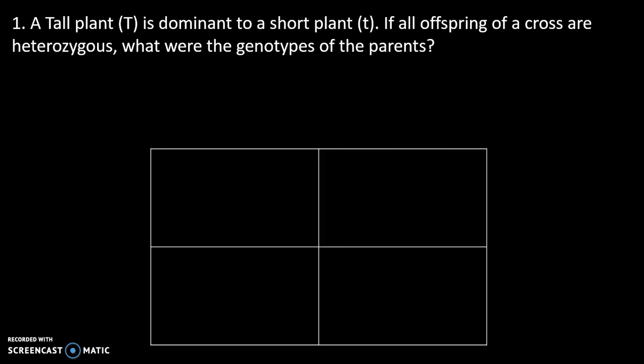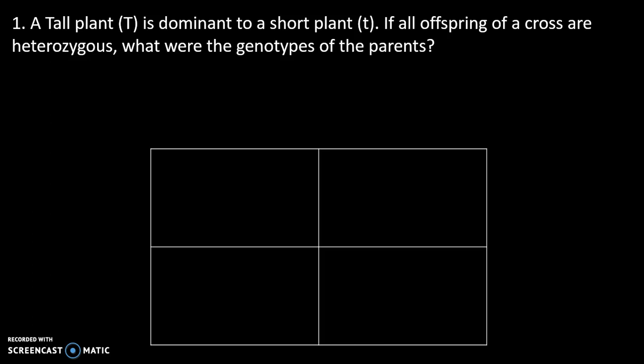All right, guys, we are going to go through the second set of monohybrid cross practice problems. If you remember the first ones that we went through, in those problems we were primarily given genotypes, and what we were doing from those genotypes of the parents is finding the offspring. This time, we're going to take up that level of intensity just a little bit. So in this cross, a tall plant is dominant to a short plant.